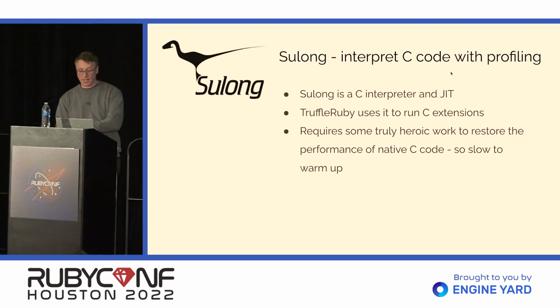TruffleRuby uses it to run C extensions. It requires some truly heroic work to restore the performance of native C code, so it's very slow to start up. But it does mean we can optimize C code like that rb_equal call. So there is one alternative, but it's pretty heroic to make it work.